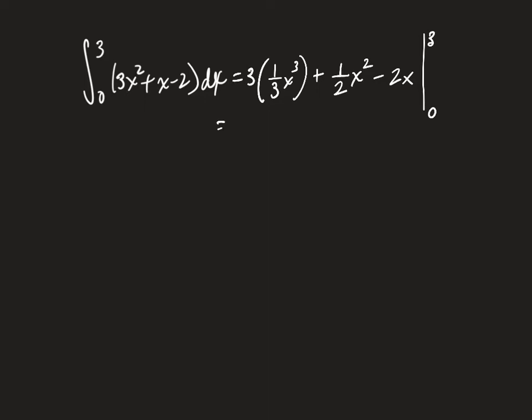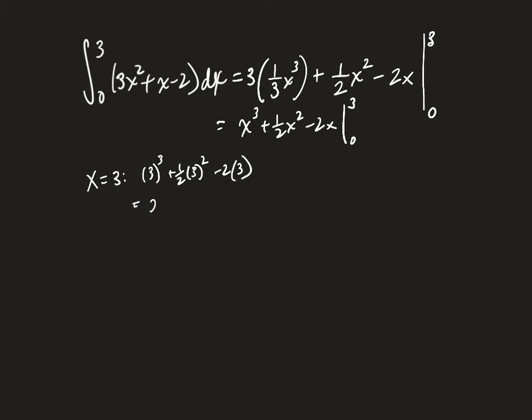And if we clean that up, 1/3 of 3 is 1, so this is x cubed plus 1/2 x squared minus 2x from 0 to 3. And again, this is where I find it helpful to just go ahead and compute what this is, right? 3 cubed plus 1/2 times 3 squared minus 2 times 3. So it's going to be 27 plus 9/2 minus 6. So it's going to be 21 plus 4.5.